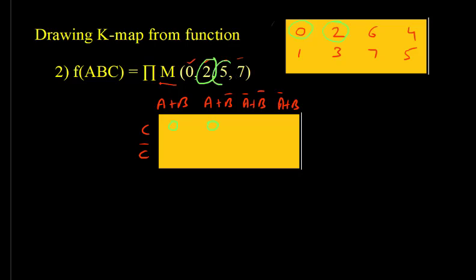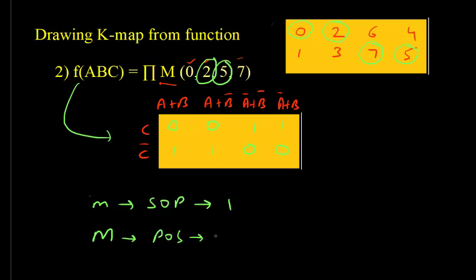Now next comes 5, at the rightmost bottom, so this is 0. And then 7 is here, this becomes 0. Rest all are 1. So this is how we draw the K-map from a function. This is a POS K-map. So whenever we have small m, we draw the SOP K-map, and cell numbers are taken as 1. And whenever we have capital M, we draw the POS, taking all the given cell numbers as 0, and the rest as 1.